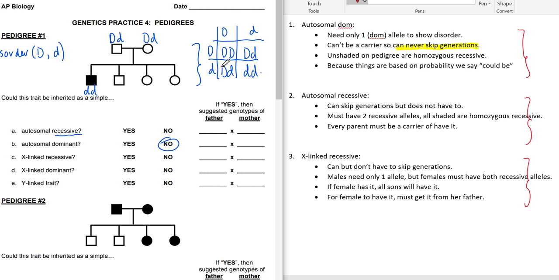This pedigree shows perfectly a 3 to 1 ratio, but it wouldn't have to show that. But there is a possibility for normal children as well as a child with the disorder. And so, yes, it is possible to be autosomal recessive. The father would have to be heterozygous, the mother would have to be heterozygous. That would produce both normal children and the potential for a child with the disorder.